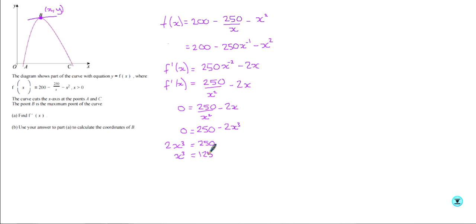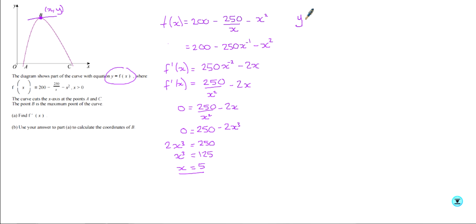Let's divide by 2 to get x cubed on its own. And you should see straight away that 5 cubed is 125. But again, you've got that friend in your calculator to help you there. Okay, so that's half the job done. We've got to find out what y is. And remember, y is the function of x. It's just the same thing, really.